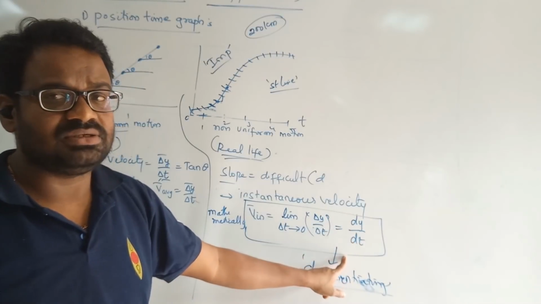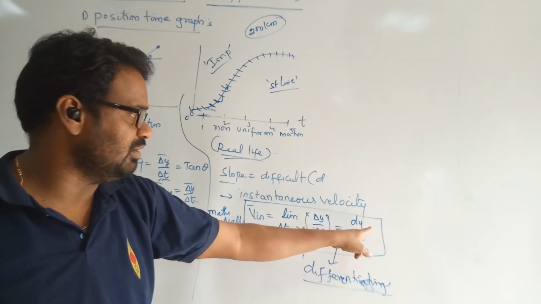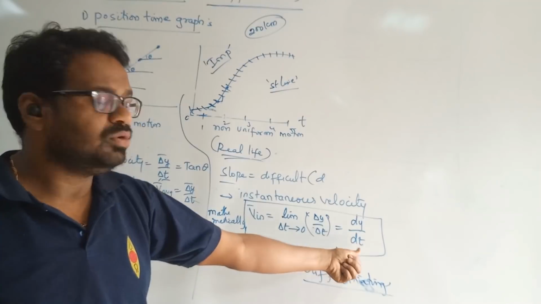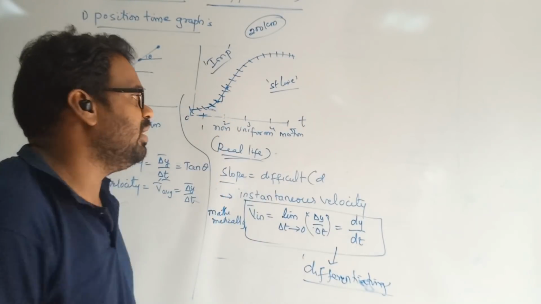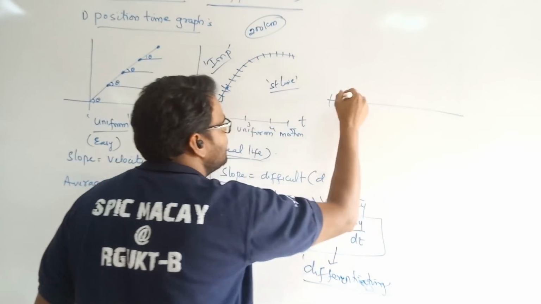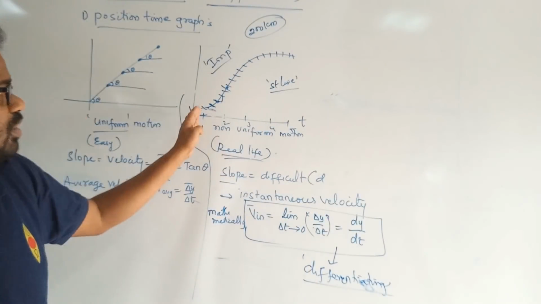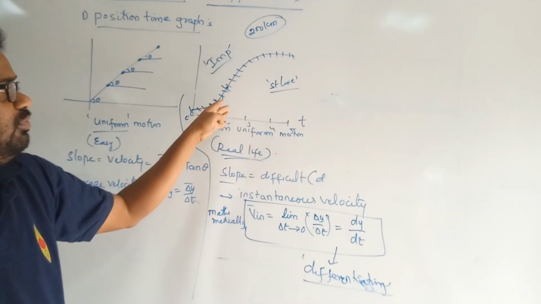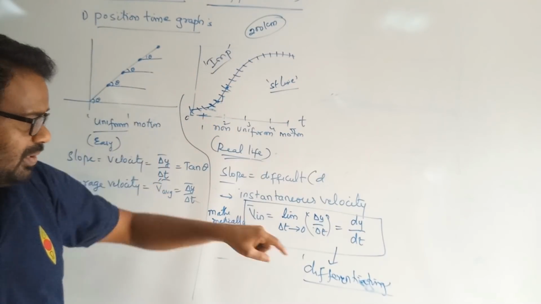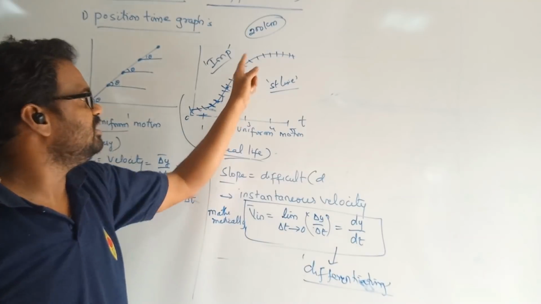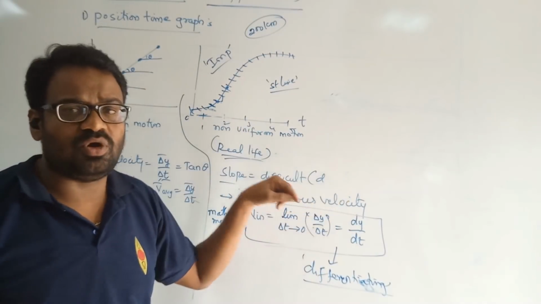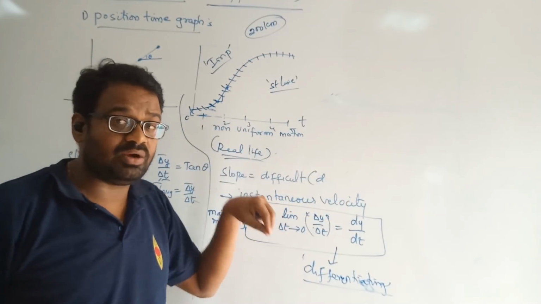Differentiation means dividing one kind of value into a very large number of values. Dividing a bigger thing into a very large number of small parts is called differentiation. And because here the path is non-uniform, we are going to have different things. By applying this differentiation, you can determine the instantaneous velocity, which means the velocity at one instant of time.